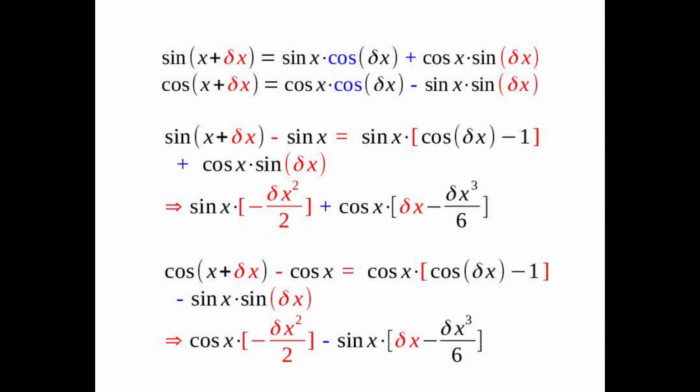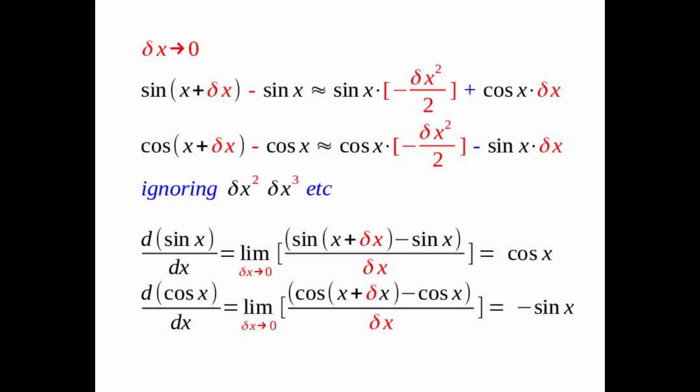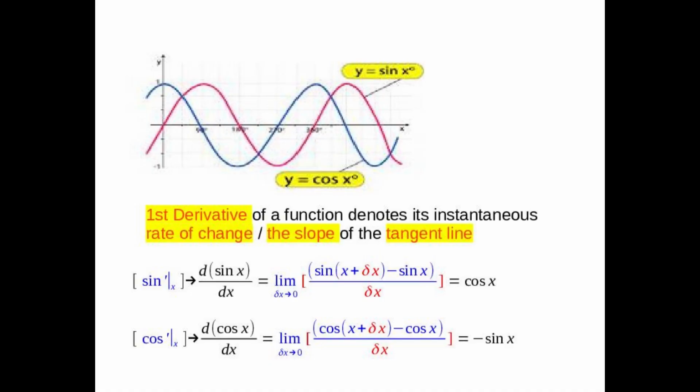Let's find variation of sine and cosine caused by variation of x, denoted by Greek letter delta. This is the convention. Focusing on terms linear in delta x, ignoring higher powers of it. Thus, we find derivative, defined as a limit of the variation quotient. It's good to remember: first derivative of a function, in fact of any function, denotes its instantaneous rate of change, the slope of the tangent line.